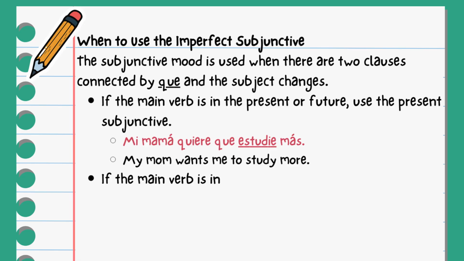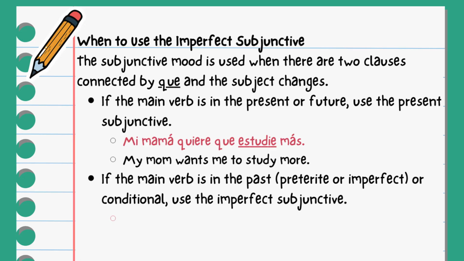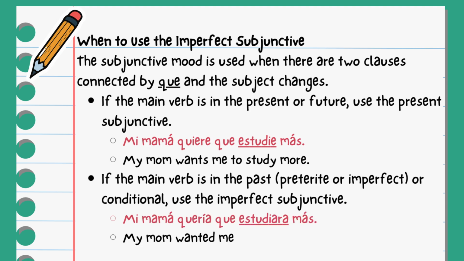If the main verb is in the past, meaning the preterite or the imperfect, or the conditional, you use the imperfect subjunctive. For example, mi mamá quería que estudiara más. My mom wanted me to study more.